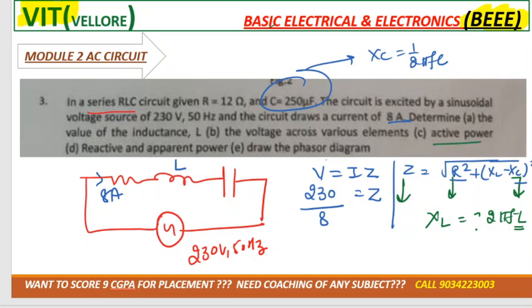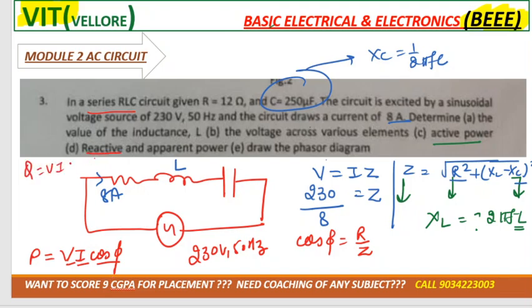Then we need to calculate active power. Active power formula is P is equal to VI cos phi. I we know, cos phi is R by Z, right? Reactive power is Q is equal to VI sin phi. Apparent power S. Apparent power is also known as complex power. S is equal to VI, for the phasor diagram.